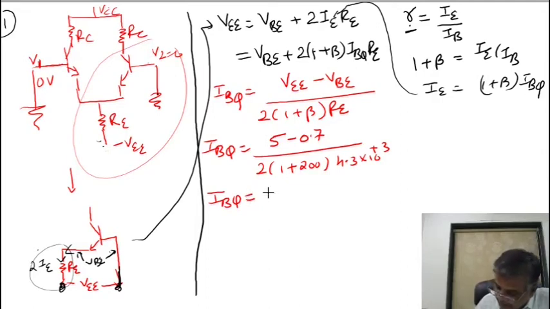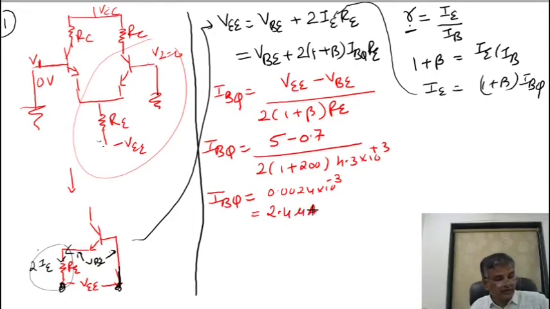I already did this calculation. I am getting 0.0024 into 10 raised to minus 3, so nearly about 2.4 microampere. Already I have shown you, I did all the calculation. But do not take it for granted that I have done it right; I may have made some mistake, so you can check this. So first you get your first answer, IBQ.